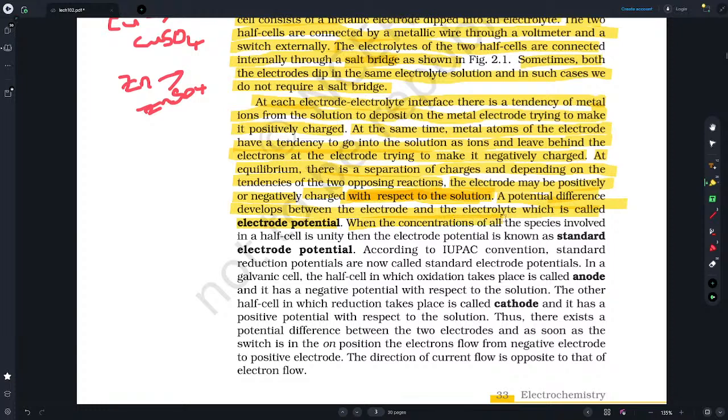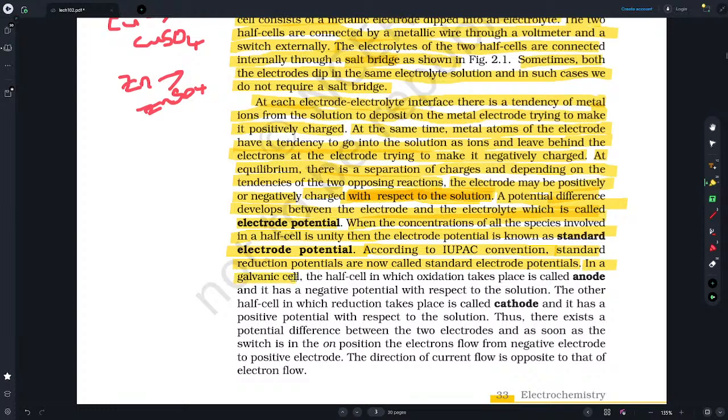When the concentration of all species involved in the half cell is in unity, then the electrode potential is known as standard electrode potential. According to IUPAC convention, standard reduction potentials are now called standard electrode potential.